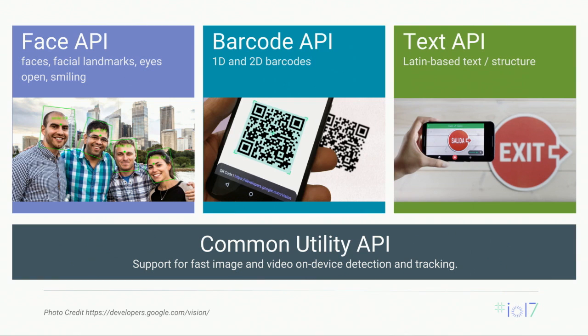A quick summary here. We currently have 3 APIs. We have a face API, which detects faces, as well as the associated facial landmarks and facial activities. We have a barcode API, which decodes both 1D and 2D barcodes. We have a text API that recognizes text from an image or video. We support Latin character-based languages, and we keep the structure of the text for you.